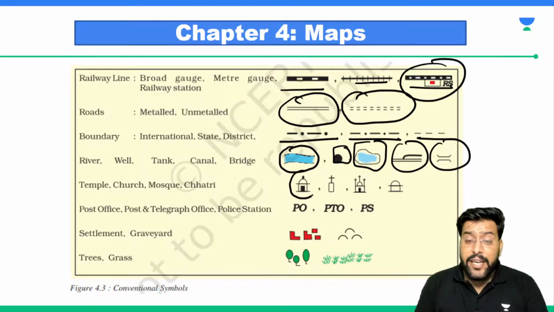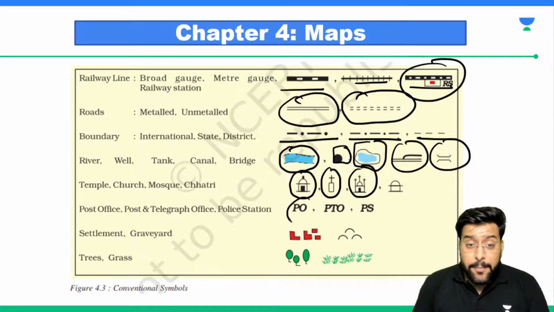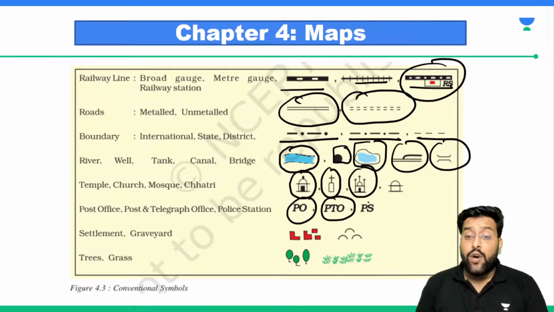Sir, here we can represent a temple. We can represent a church. We can represent a mosque. We can represent a post office. We can represent a post and telegraph office. We can represent a police station. We represent settlements.